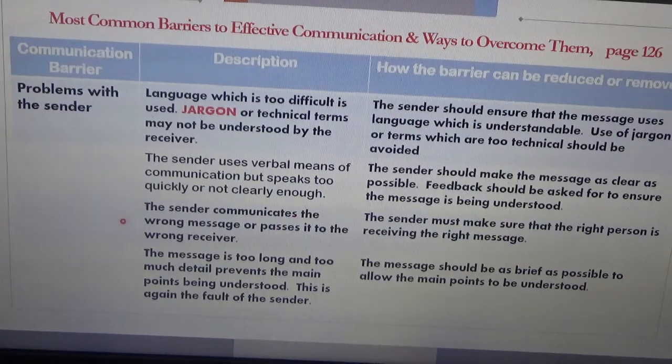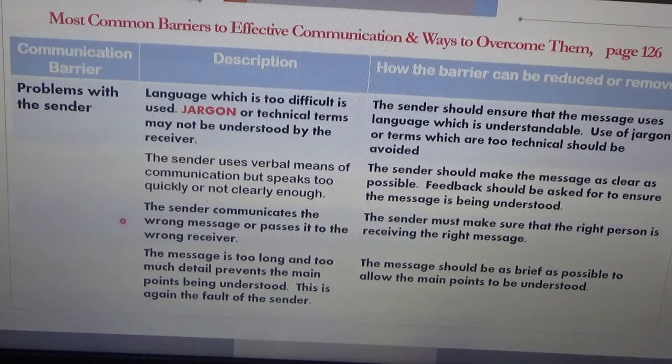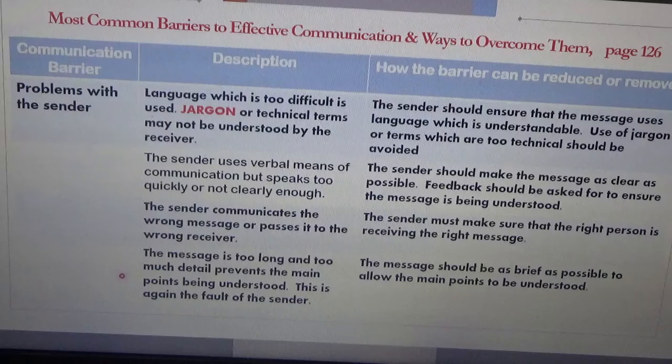The third situation here is that the sender communicates the wrong message or passes it to the wrong receiver. The sender must make sure that the right person is receiving the right message. We have a saying here: do not bark at the wrong tree.